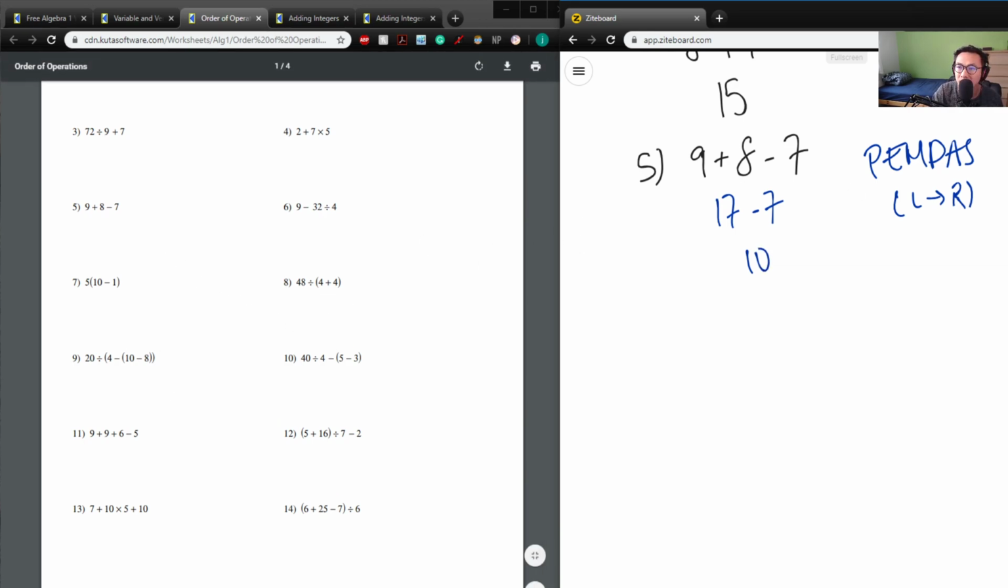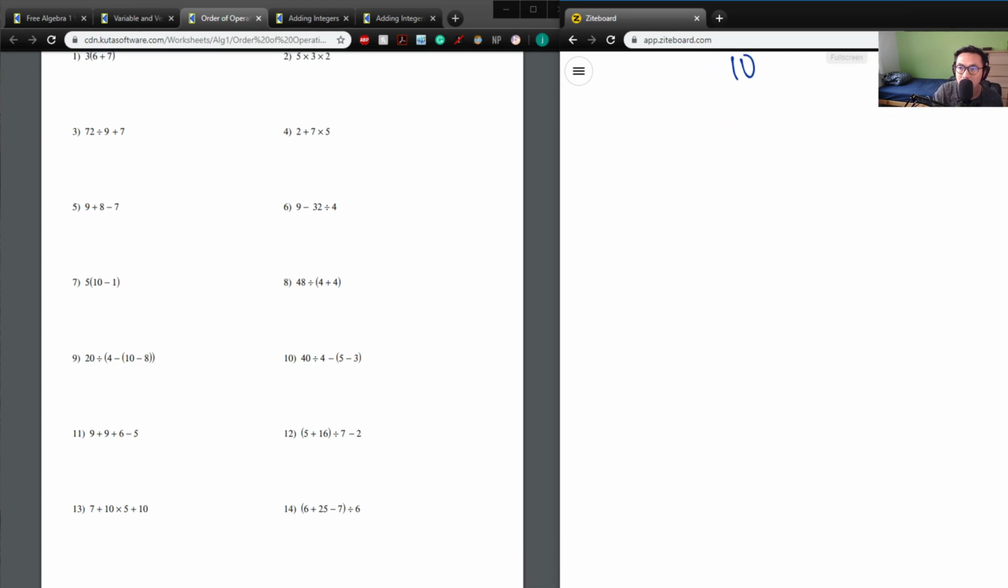Let's jump down to 9. 9 looks kind of complicated. So let's do that. Let's go through the slightly harder ones. Yeah, the other ones have more operations. So let's do 9 here.